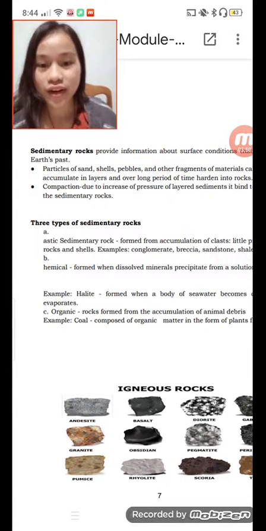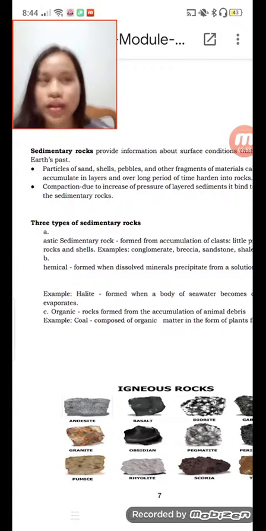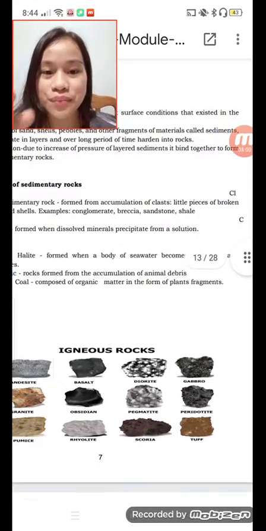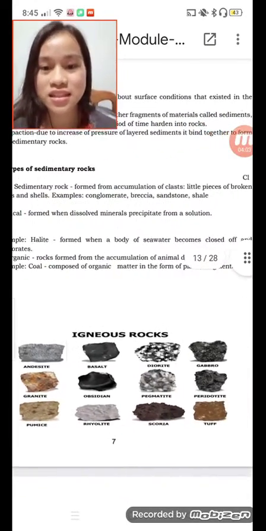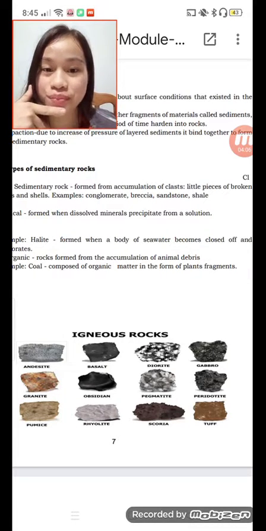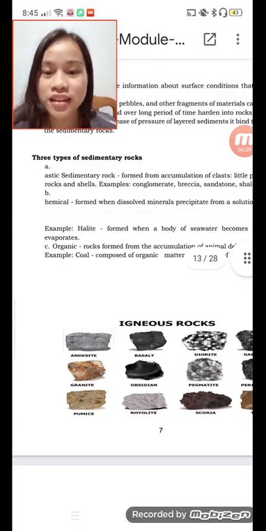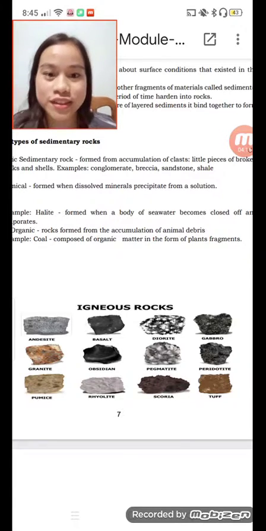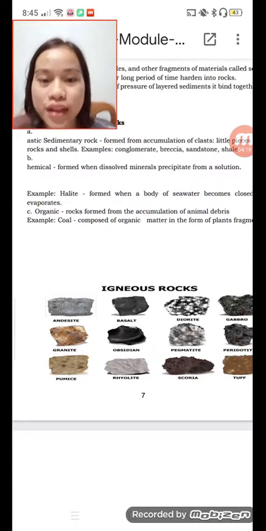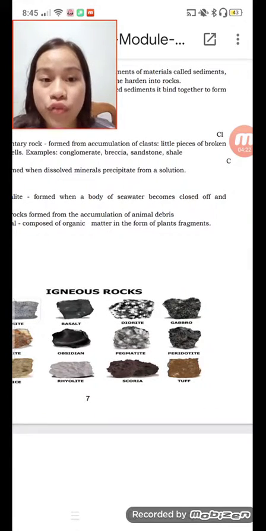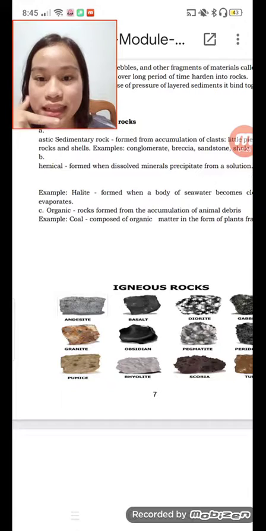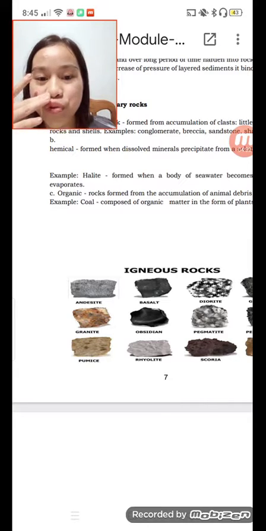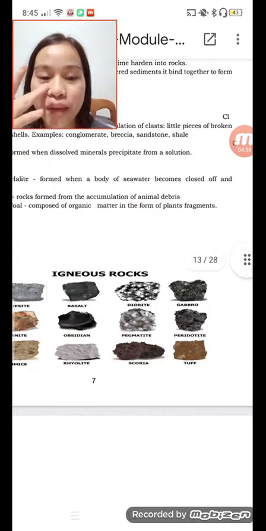Three types of sedimentary rocks. A is clastic sedimentary rock, formed from accumulation of pieces of broken rocks and shells. Examples are conglomerate and sandstone. Letter B, chemical, formed when dissolved minerals precipitate from a solution. Example, halite, formed when a body of water becomes closed off and evaporates. Letter C, organic rocks, from the accumulation of animal debris. Example, coal, composed of organic matter in the form of plant fragments.